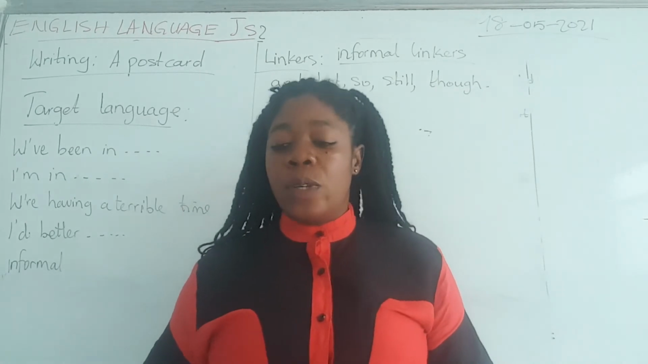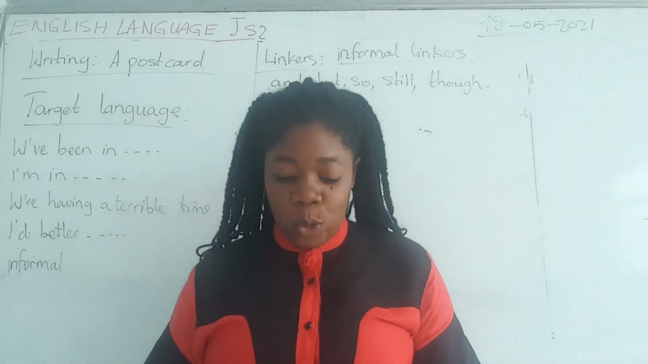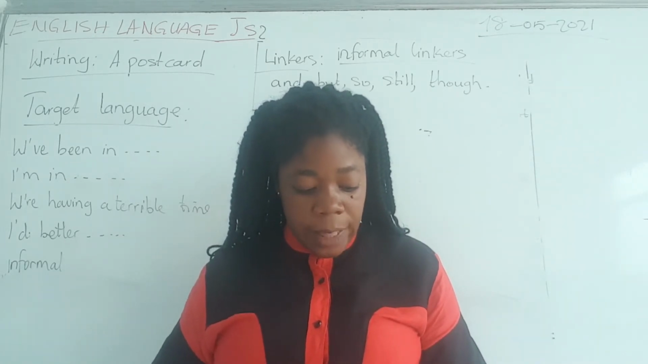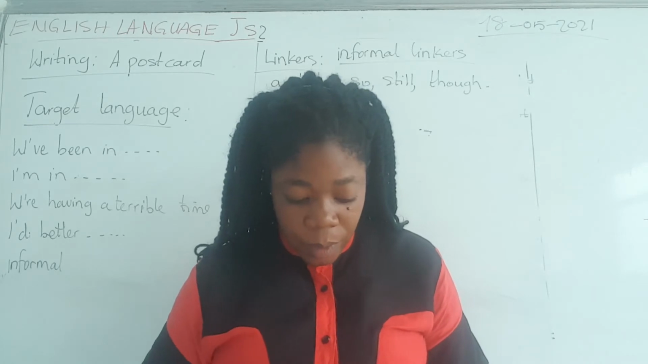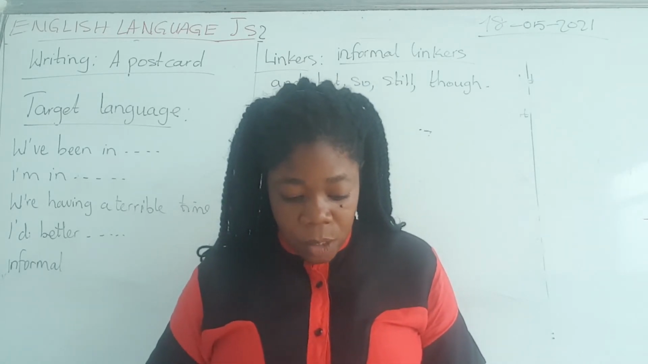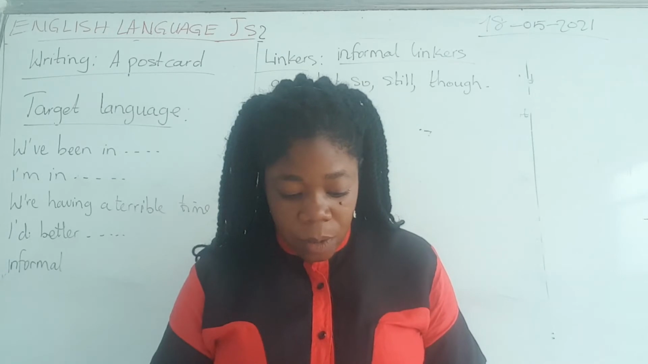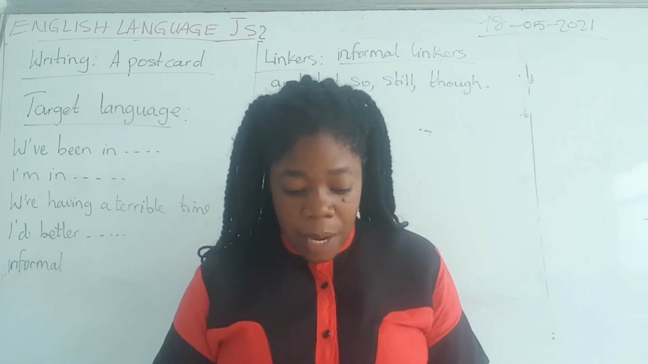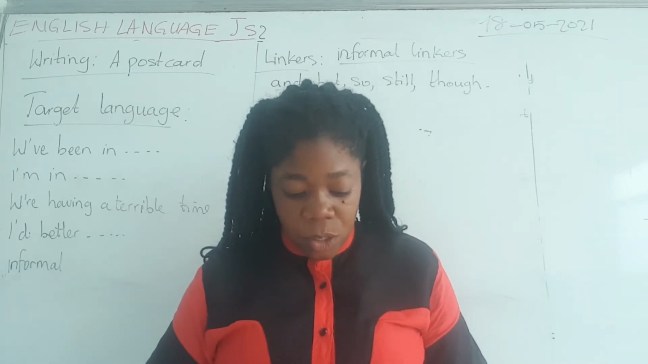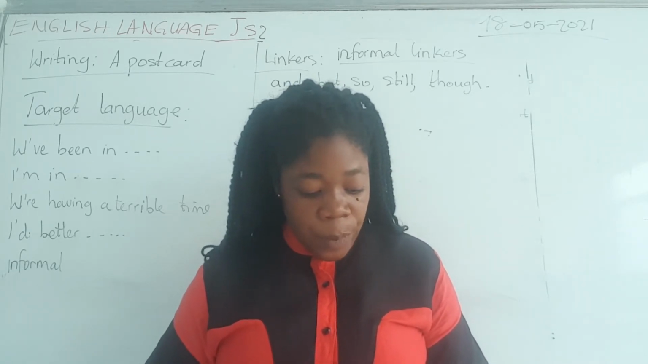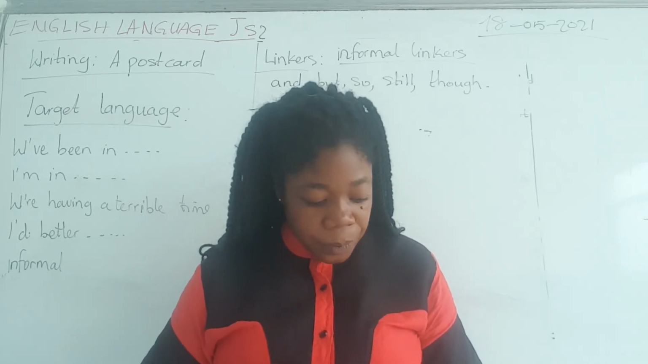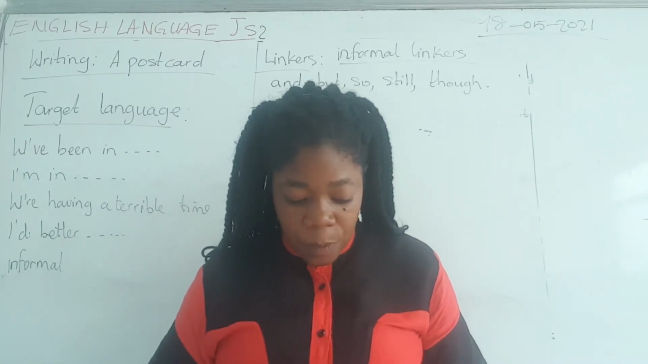Who can answer that question? Please do answer it in your notebooks. The first piece of information is where they are. We can see I'm in Scotland, and the first piece of information on the first postcard is I've been in Malaga. The other one says I'm in Scotland. So the first piece of information is where they are. And the last piece of information is what they are going to do next.